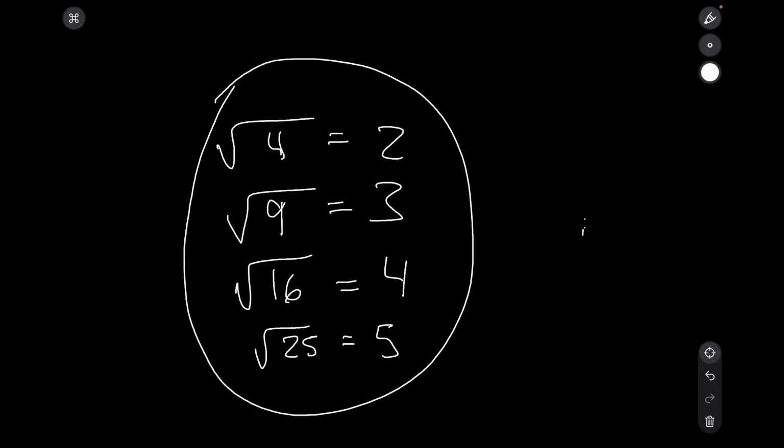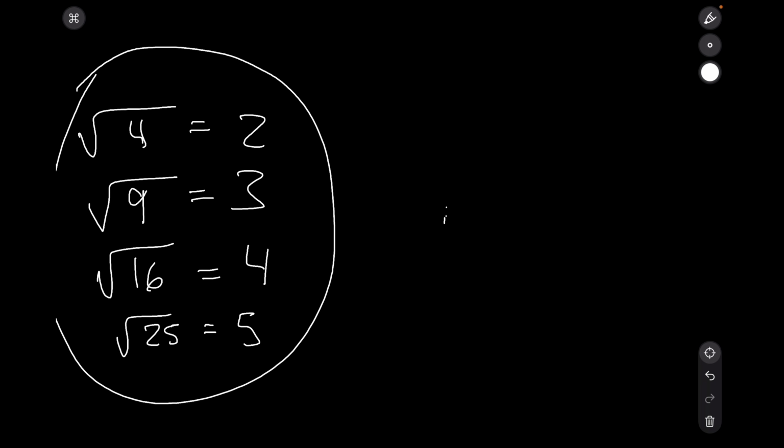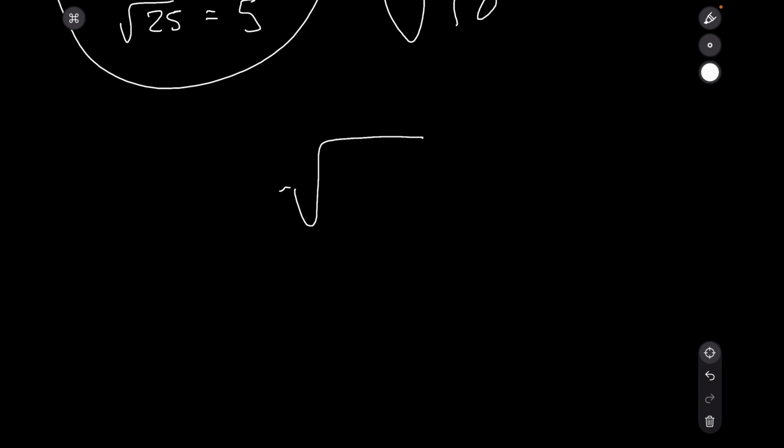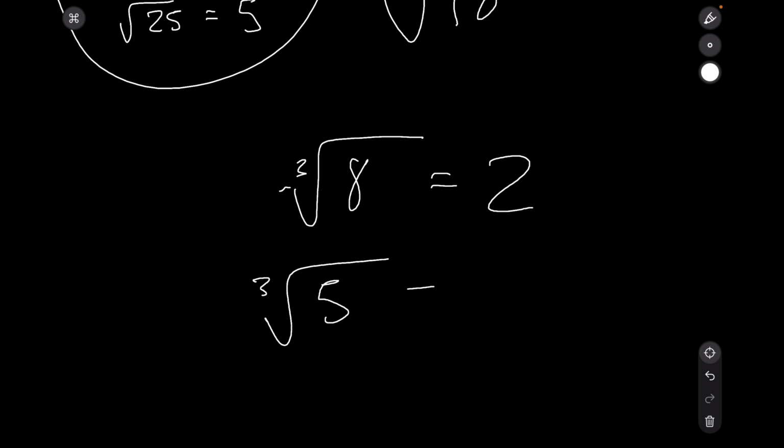But if the number inside is not a perfect square, the square root of 2, or the square root of 7, or the square root of 10, then those numbers are irrational because they create messy decimals that never end cleanly. It's the same with cube roots sometimes. Like the cube root of 8, sorry, equals 2. But the cube root of 5, that's irrational.